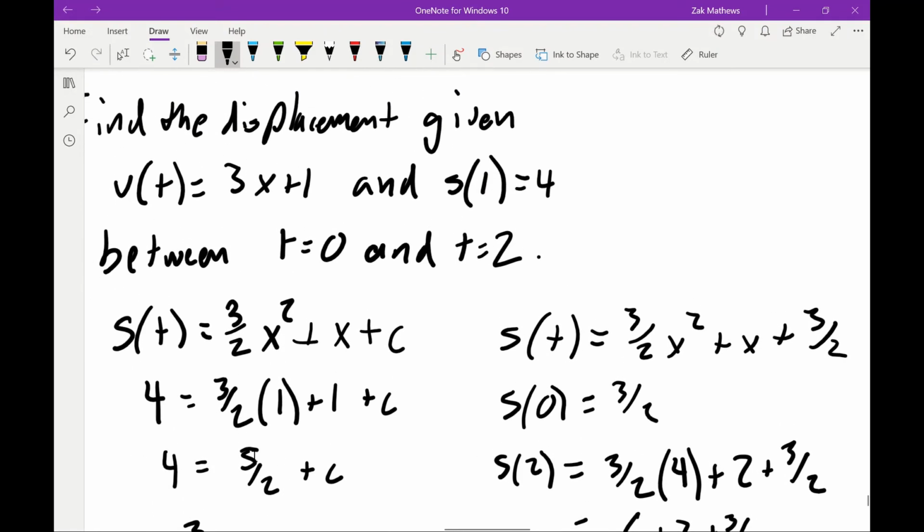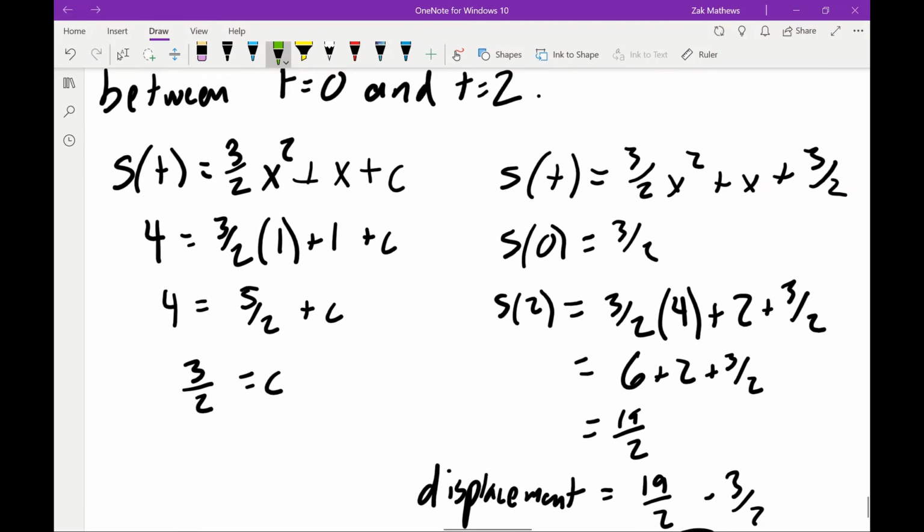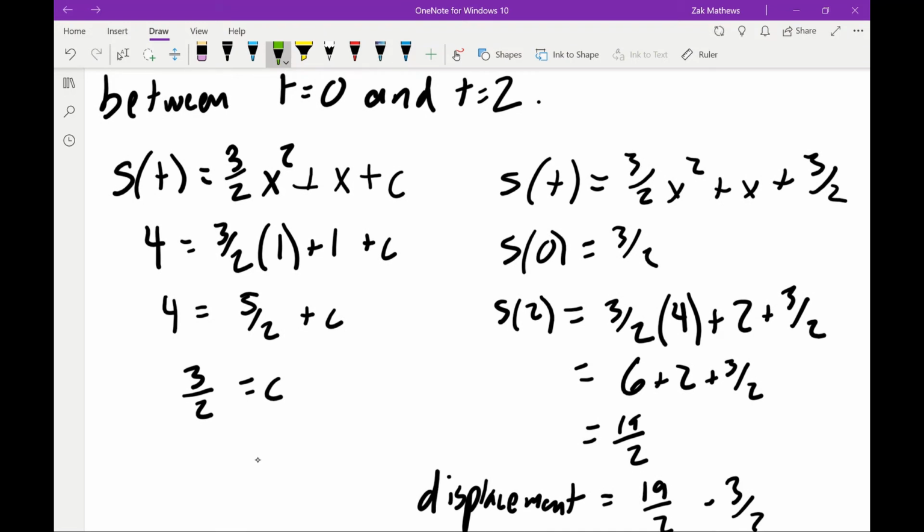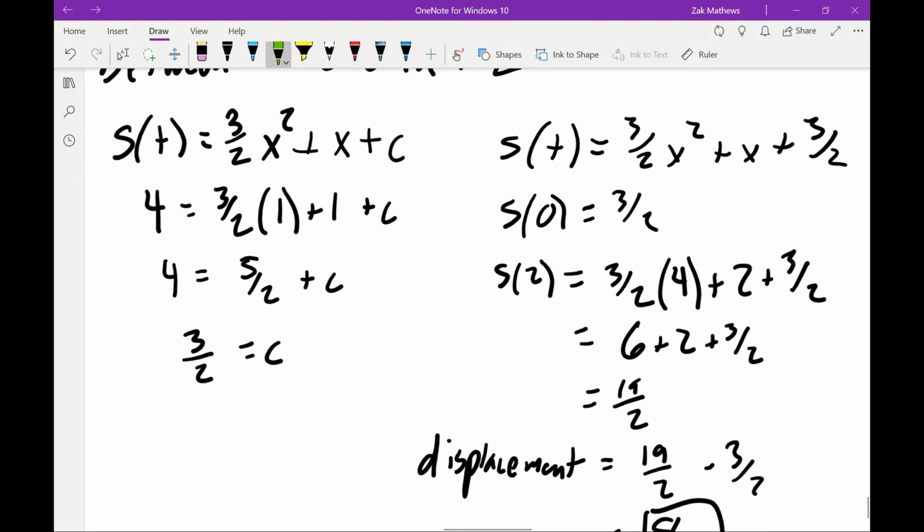Let me change it up ever so slightly. So this time, instead of using this initial condition, let's do the same problem, but I'm going to use s of 1 is equal to 6. So if we think about the process, we're going to have the same initial function with the 3/2 x squared plus x plus c. That's not going to change because the only thing I changed was the initial condition.